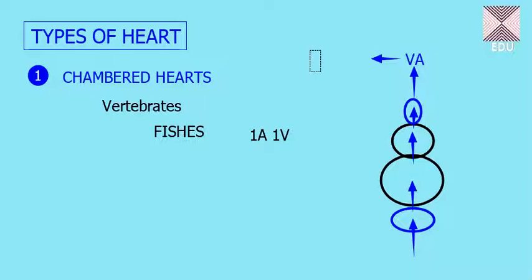So here I'm writing as the gills. So whenever it is reaching the gills, it will be oxygenated. So this oxygenated blood will go to the body organs, and then it will come back to the auricle and ventricle.